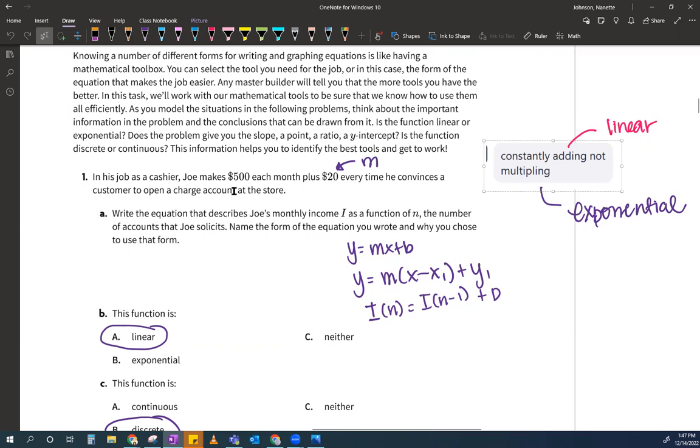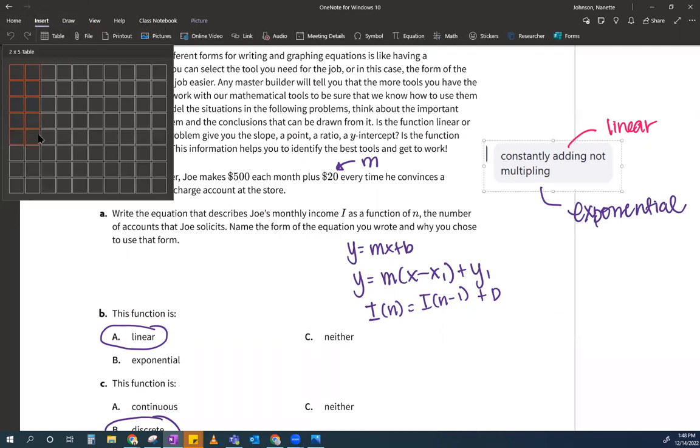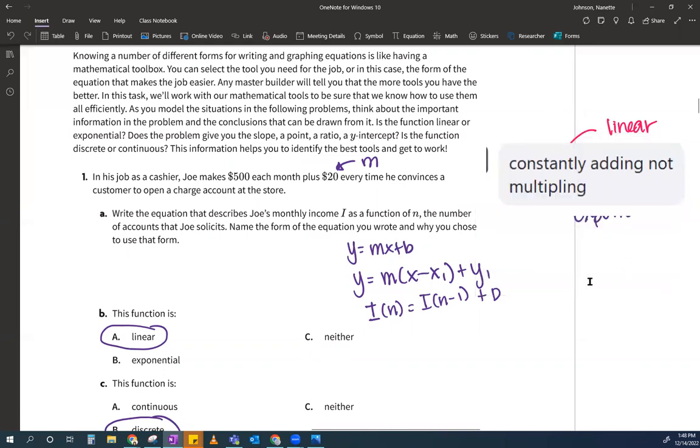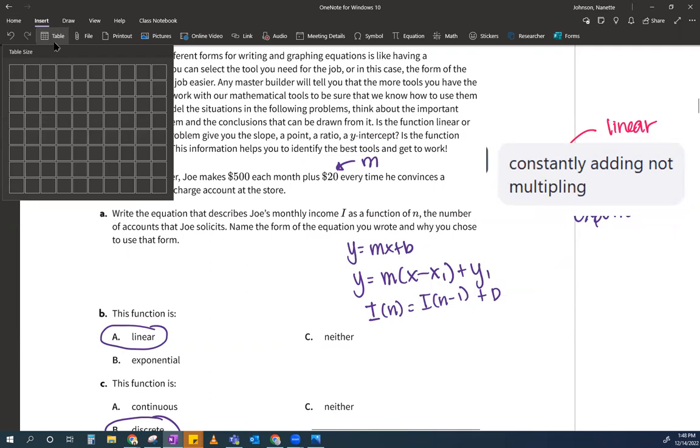So then what would 500 be? If n is the number of accounts that Joe solicits, then he will make $500 if he gets, actually, you know what? Let me show you a table. If I show you a table, then you'd see why 20 is our slope. Hold on, please. Let's put it right here. Table.